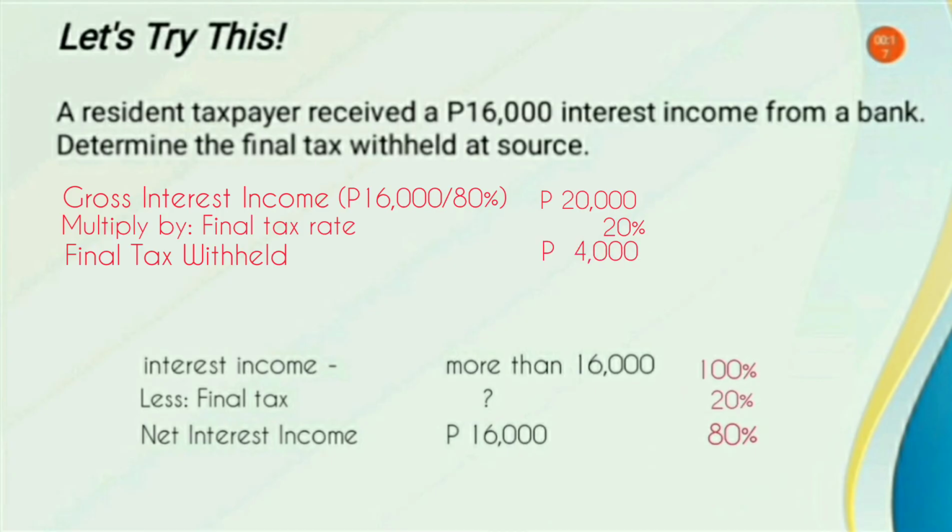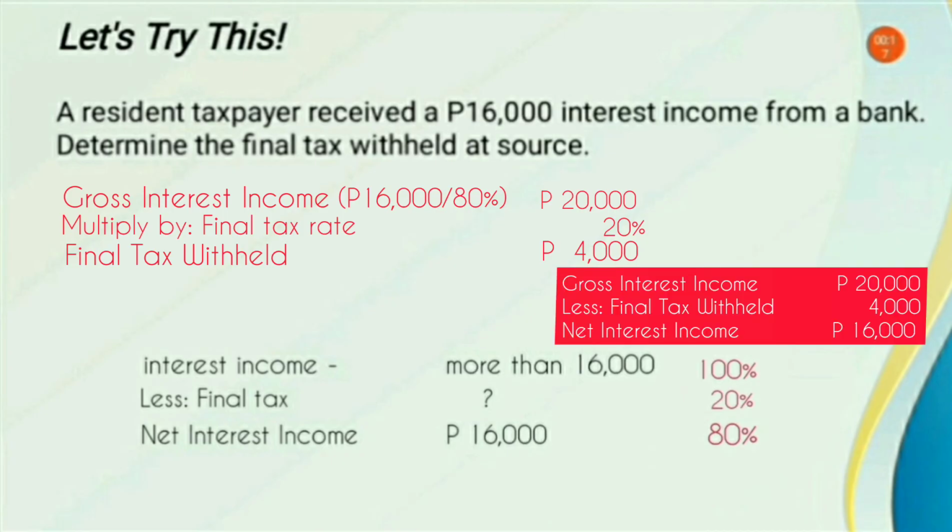Check nga natin kung tama ba. So, the gross interest income is 20,000. Tapos, less natin ang final tax withheld, which is 4,000. So, 20,000 minus 4,000. So, the answer is 16,000. So, ito yung net interest income, which is equal to the given amount here in the problem.